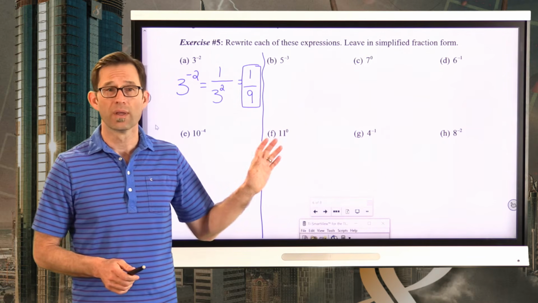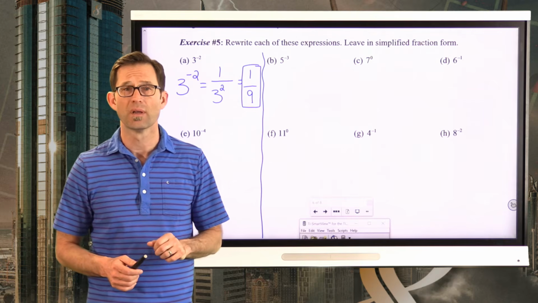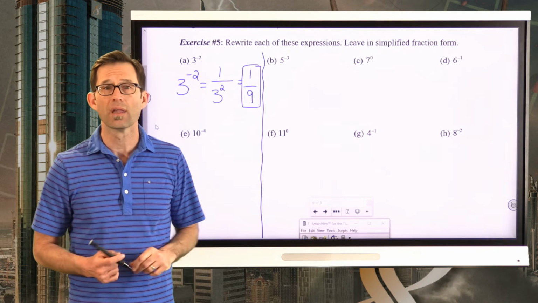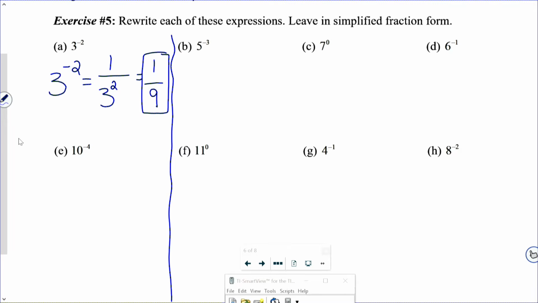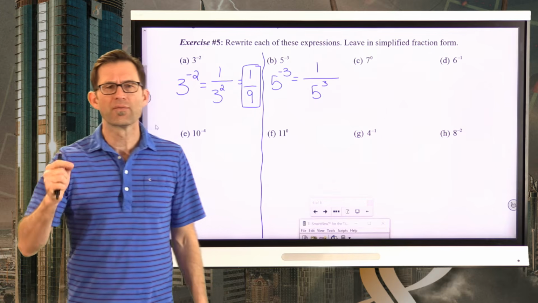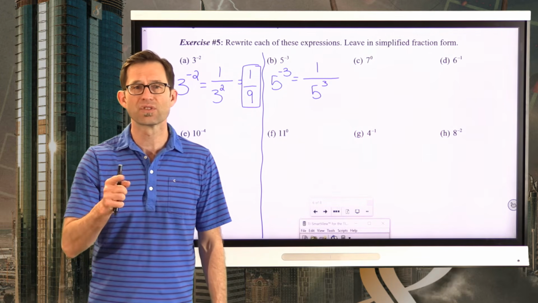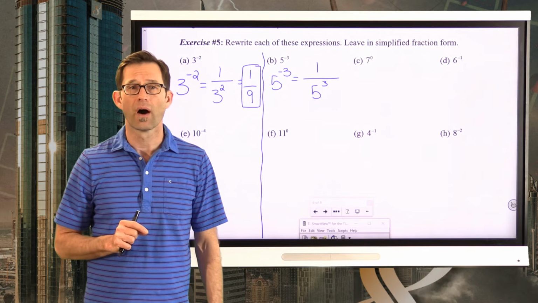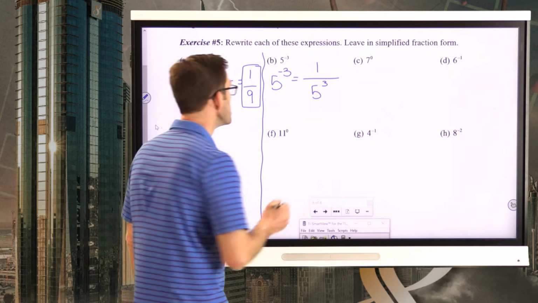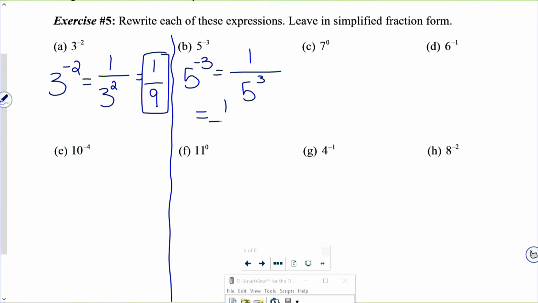So make sure that you're doing these by hand as much as possible. Let's take a look at letter B, 5 to the negative 3. 5 to the negative 3 is going to be 1 divided by 5 to the positive 3. And let's think about that one in our head. What is 5 to the third? 5 to the third is 5 times 5 times 5. Well, 5 times 5 is 25, times another 5 is 125. So this is 1 divided by 125.